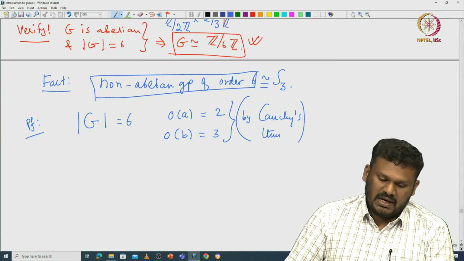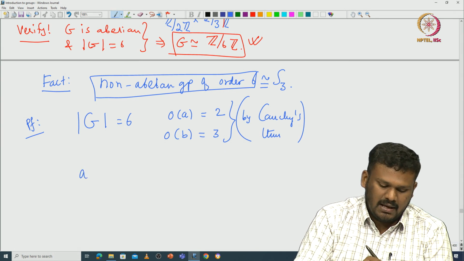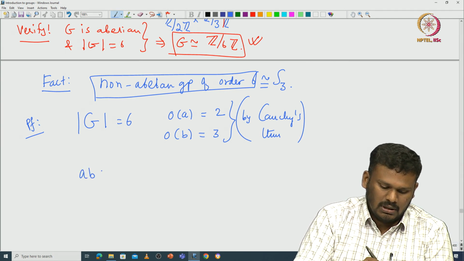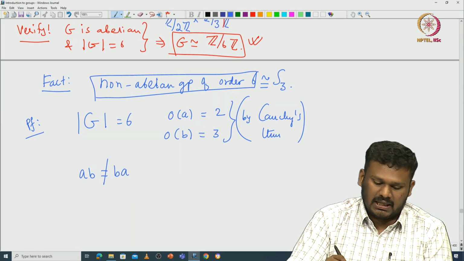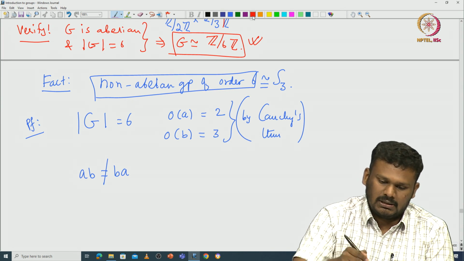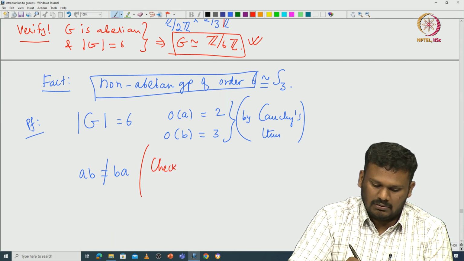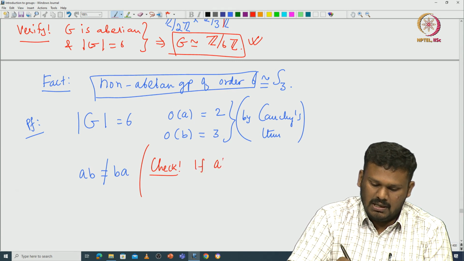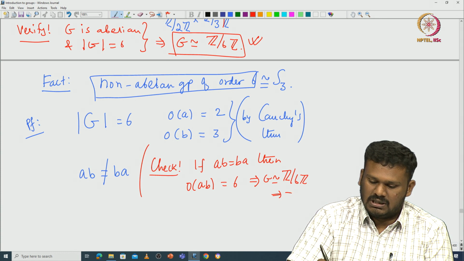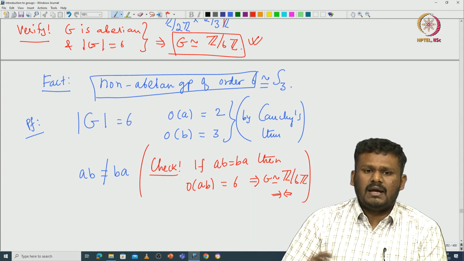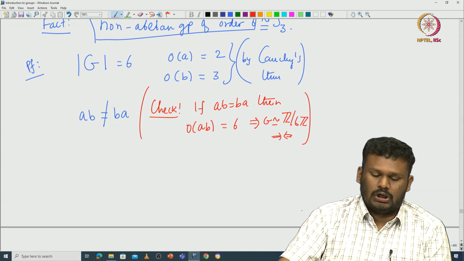So, now you have these 2 elements. Now, you can see that AB cannot commute, AB cannot be BA. So, check that if AB equal to BA, this is something I am leaving you to check. In case AB equal to BA, then the order of AB is going to be 6, and that would imply G is isomorphic to Z modulo 6, which is a contradiction. So, that means AB should be not equal to BA.